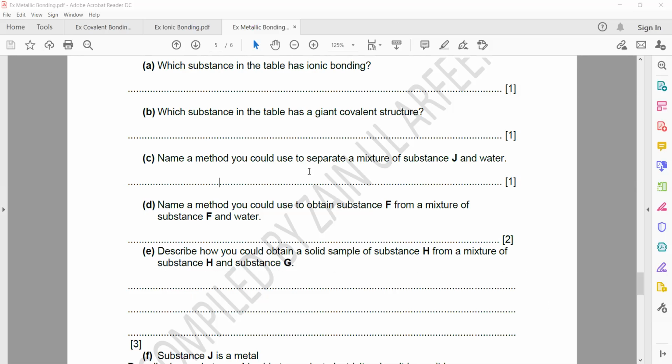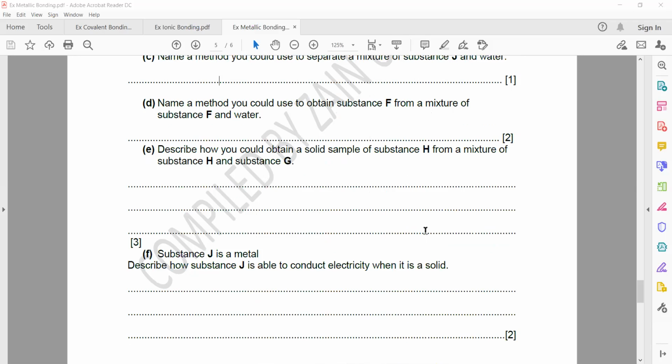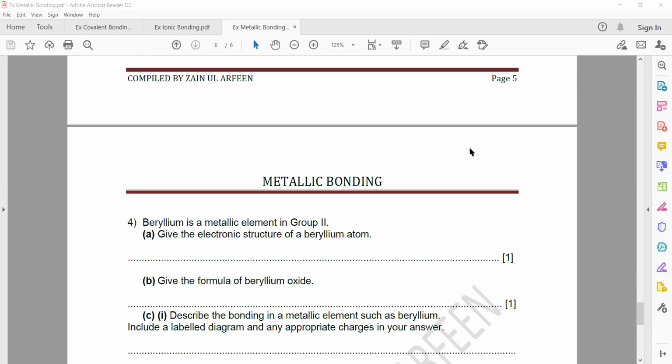And the last one, the substance J is a metal. Describe how J is able to conduct electricity when it is in a solid state. So how? Because it's a metal which has free electrons. Electrons are free to move within the structure. That is why it can conduct electricity.